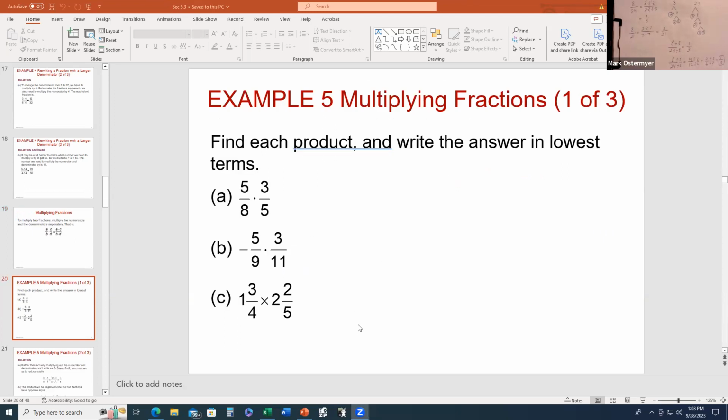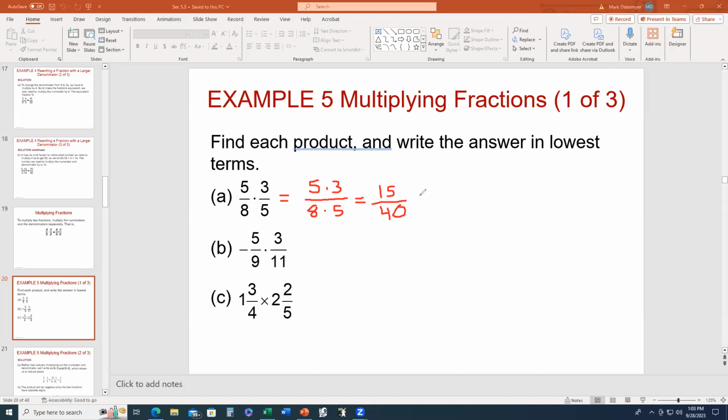All right, so 5/8 times 3/5. How do we do it? Well, we can multiply our numerators together. So we got 5 times 3, and that sits over 8 times 5. And that nets me 15 over 40. But can this be reduced?